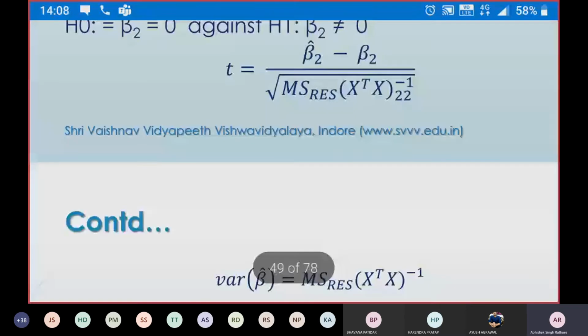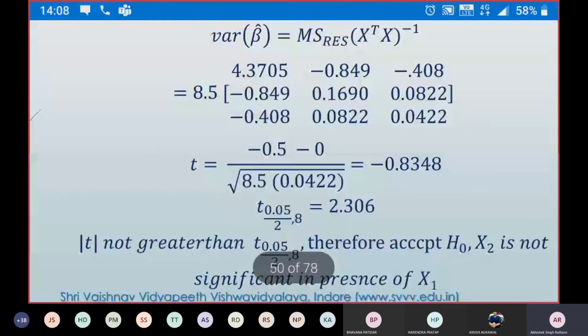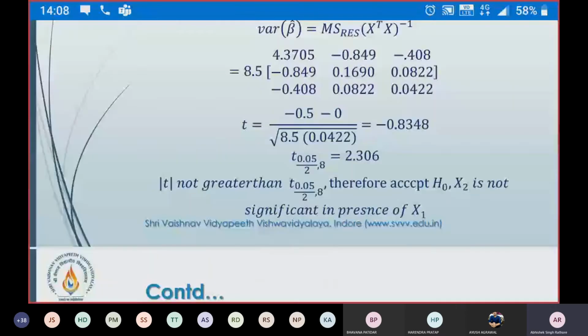So we were here. It means that we have to check our t statistics, whether these t statistics are good or not. By calculating the t statistics over here, we can say that our modulus t is not greater than the tabulated value, that is t 0.05 by 2 comma 8. Therefore we can accept our null hypothesis, which says that x2 is not significant in the presence of x1. This is because it doesn't provide any additional information.